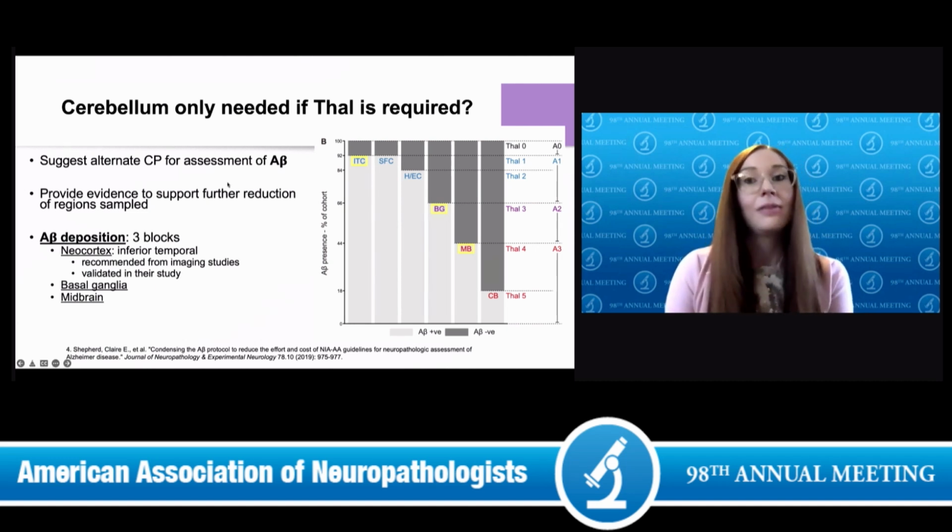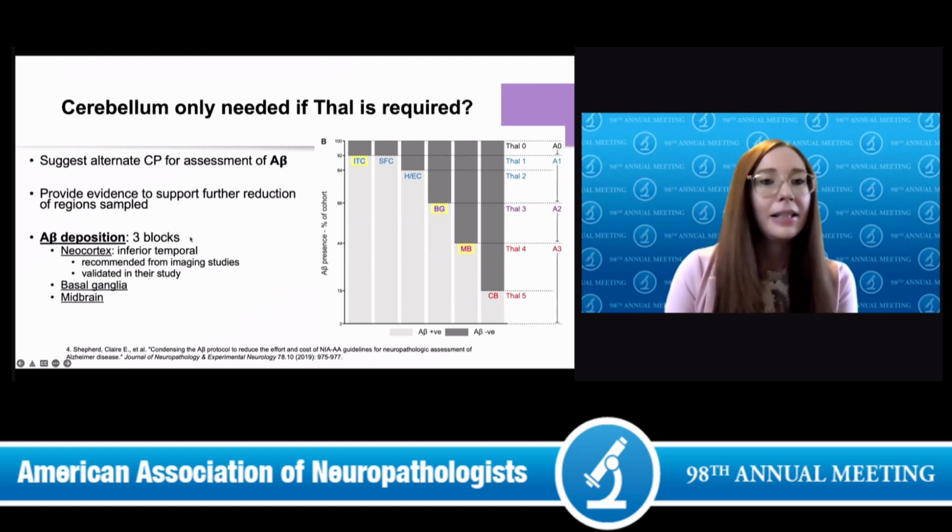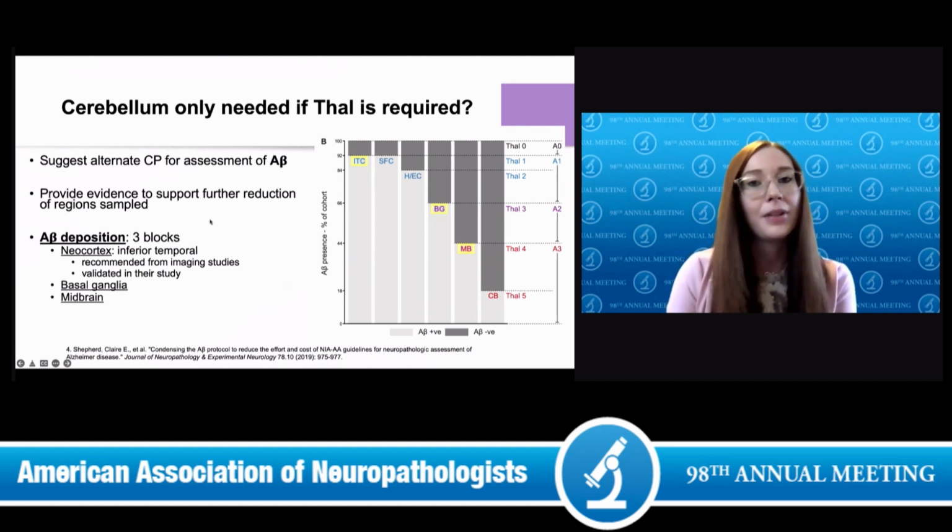However, we just wanted to point out that this maybe would compromise the sampling to the depth of the sulcus for the occipital cortex, and perhaps wouldn't be as good for the detection of cerebral amyloid angiopathy. Regardless, they were able to validate this neuropathologically in their study, in addition to sampling the basal ganglia and midbrain regions.